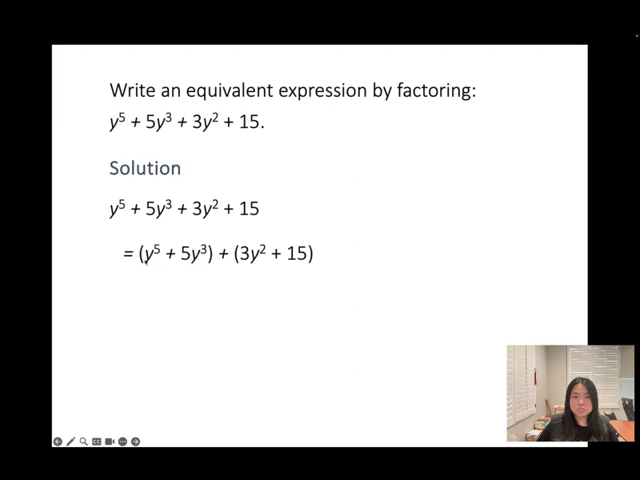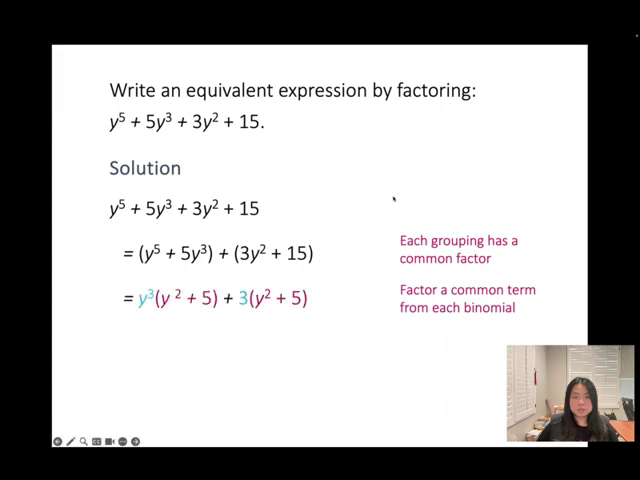Okay, so look at here. The common factor will be y to the power of third. And then the second one here, the common factor will be 3. So okay, let's factor out the y cubed here. We're left with y squared plus 5. Okay, the last 2 terms, we factor out the 3. So we have a y squared plus 5 here.